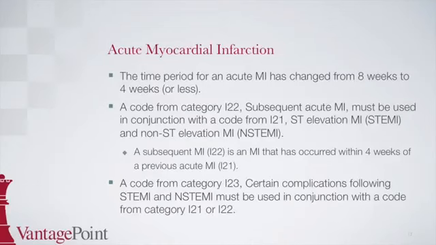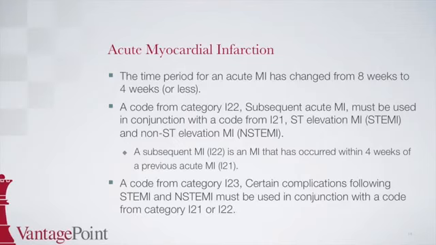There are many changes for myocardial infarctions in ICD-10. First of all, the time period for an acute MI has changed from 8 weeks to 4 weeks or less. The term subsequent also has a very different meaning in ICD-10. Whereas in ICD-9, this meant subsequent episode of care, in ICD-10, subsequent refers to an MI that has occurred within 4 weeks of a previous MI.